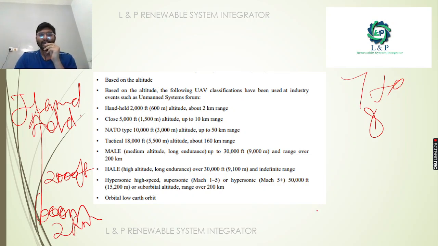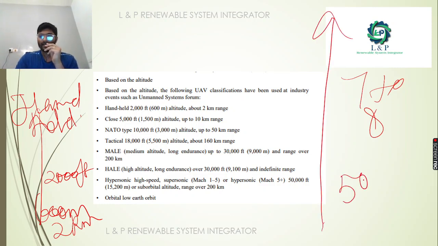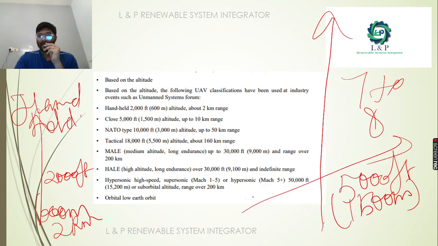Next is the close category. The height at which they can fly is around 5000 feet, that is around 1500 meters. Okay, it can cover the range of 10 kilometers.